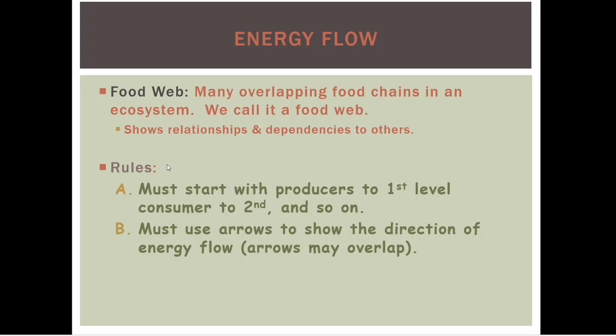So some rules about when you make a food web: you must start with producers, the first level, then first level consumers, second, third, and so on. And you must use arrows to show the direction of energy flow. Arrows may overlap. So remember, those arrows go from who is being eaten to who is eating.